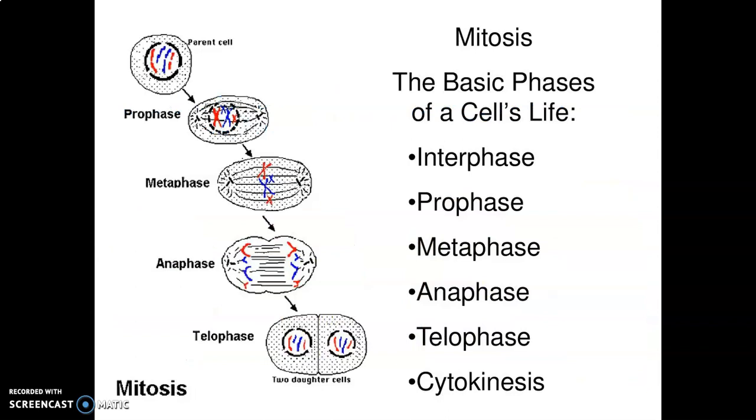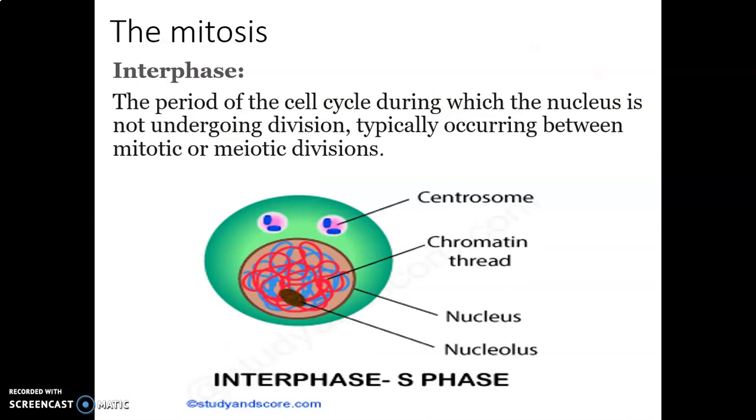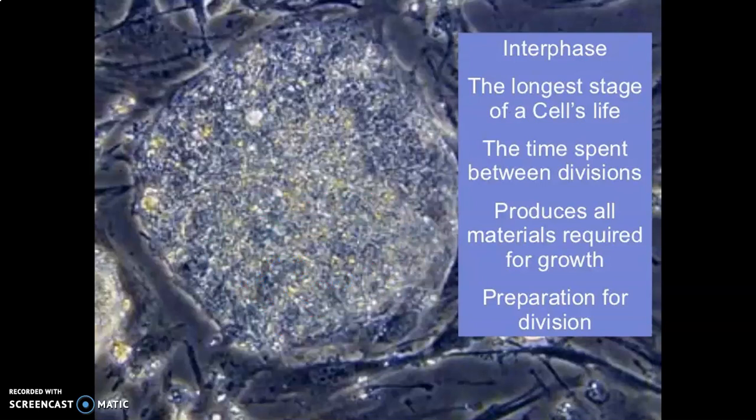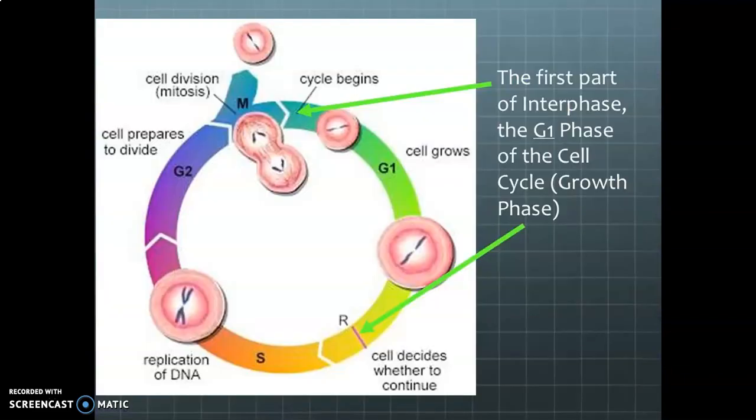There are basic phases of the cell cycle: the interphase, prophase, metaphase, anaphase, telophase, and cytokinesis. The interphase is the period of the cell cycle during which the nucleus is not undergoing division, typically occurring between mitotic or meiotic divisions. The interphase is the longest stage of cell life. It is the time spent between divisions, producing materials for growth or preparing for division.